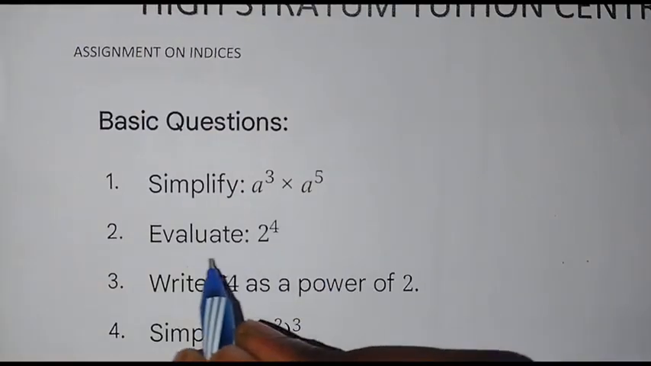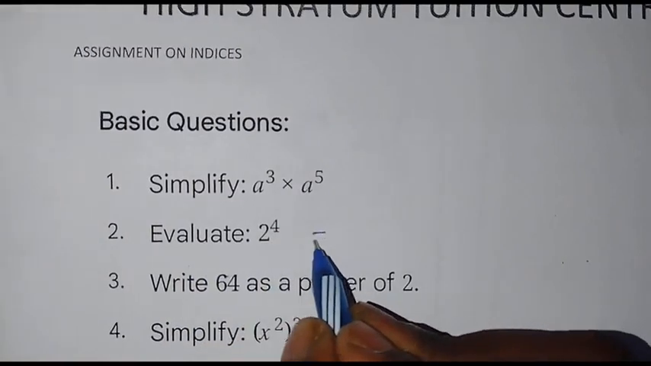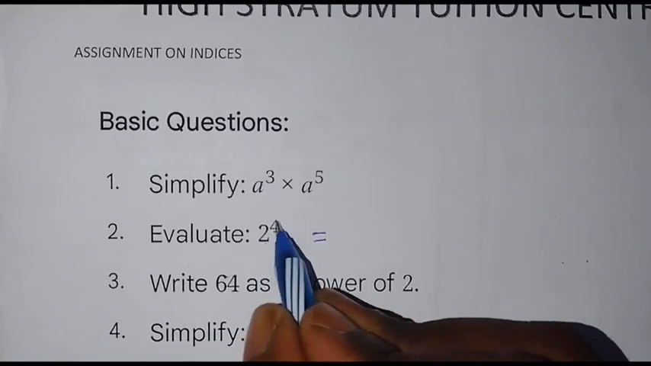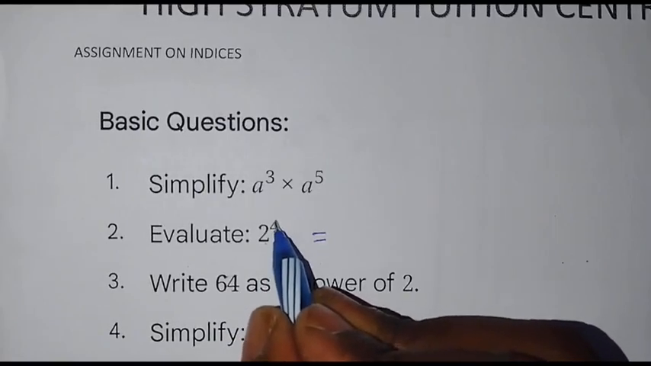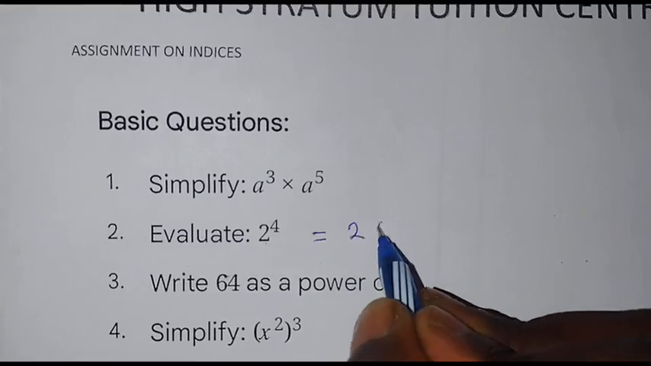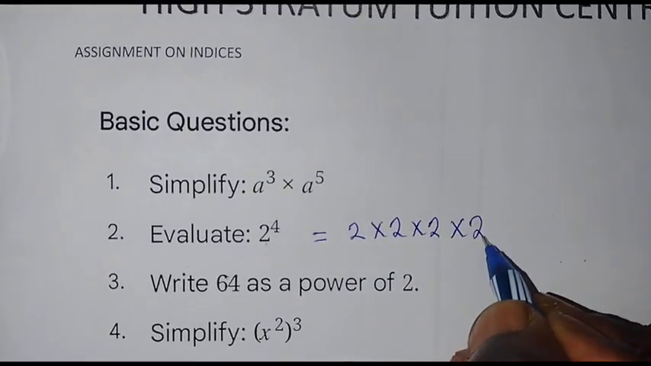Alright, so here is our question 2. Evaluate 2 to the power 4. So 2 to the power 4, it means the base 2 was being multiplied by itself 4 times. So this 4 shows the number of times that the base has been multiplied by itself. So this would be written as 2 times 2 times 2 times 2.